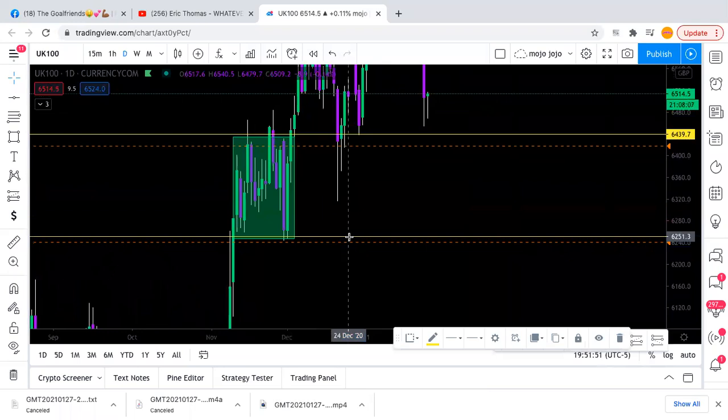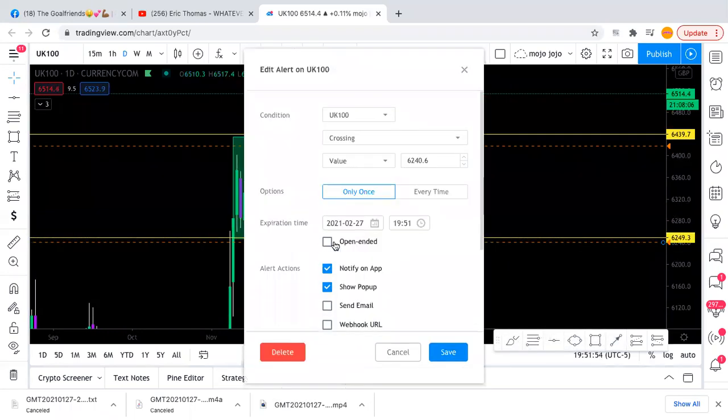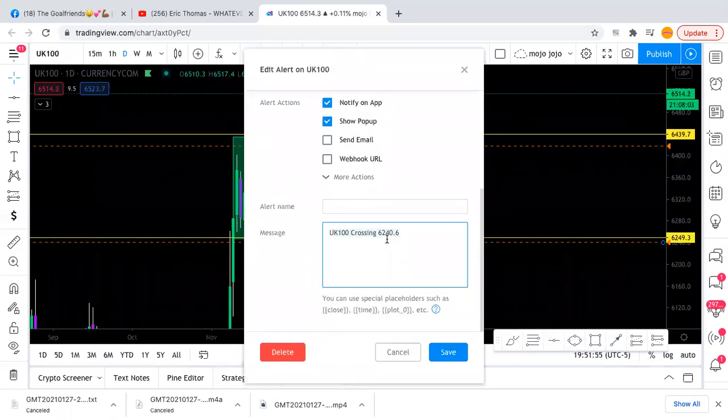And then I'm going to make an alert. I want to know if I should be selling it. So I'm going to double click. And then I'm going to sell UK 100 now.